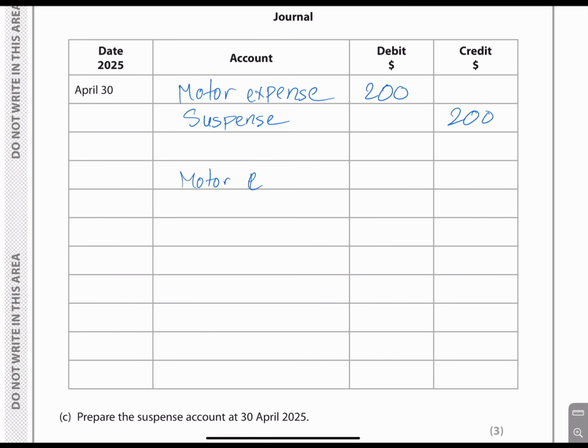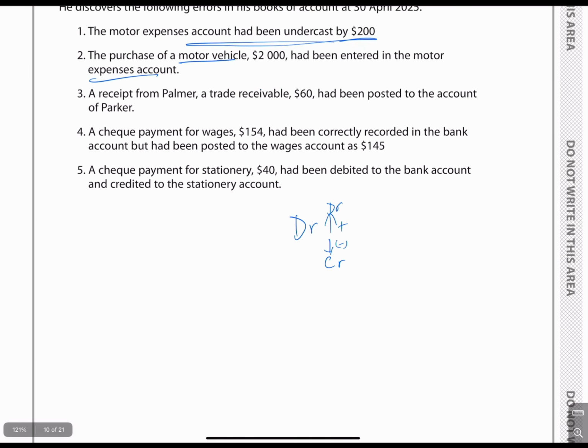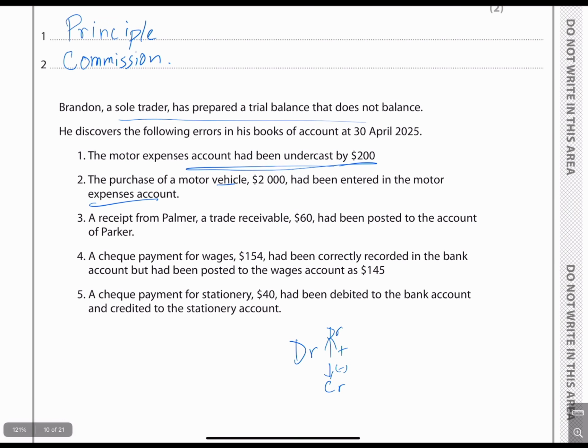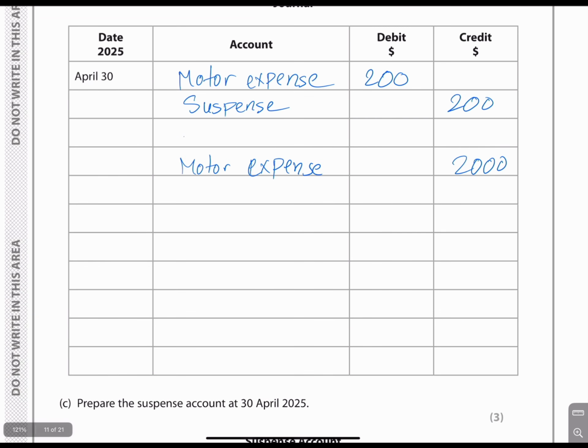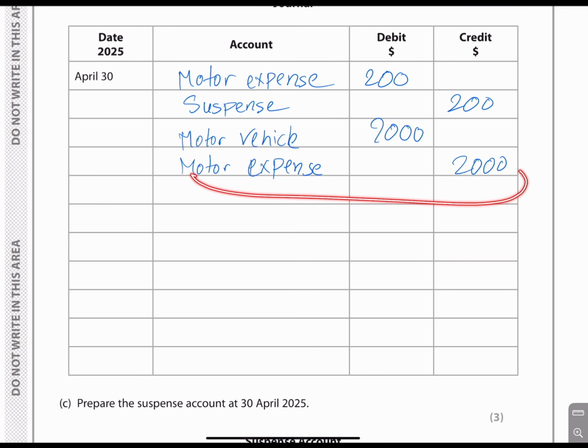So let's first do it. Motor expense account, we deduct 2000, and we were supposed to enter the balance on the motor vehicle account. We haven't done it before, so we'll do it now. Motor vehicle account. So this is how you treat an error of principle. We were not supposed to enter it on the motor expense account, so we have deducted it from it and we have added it to the motor vehicle account.